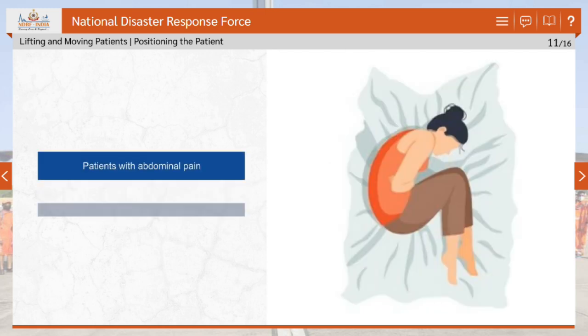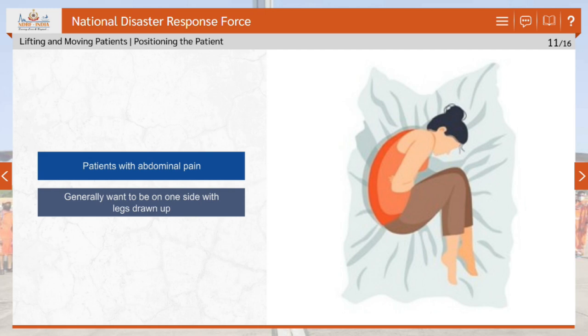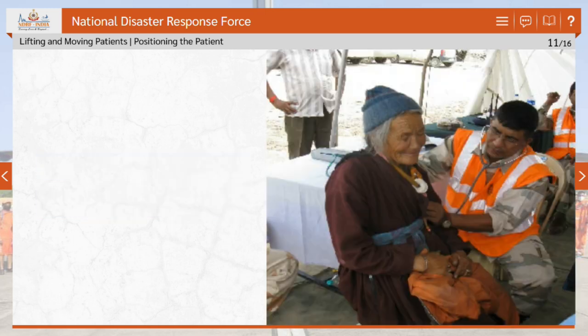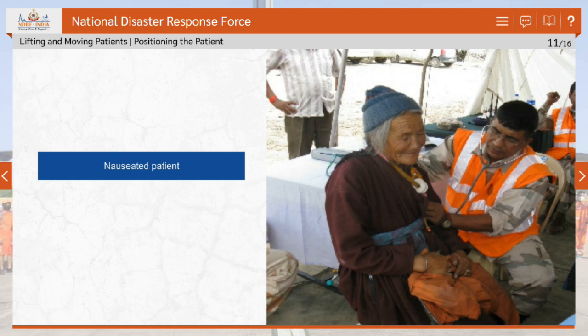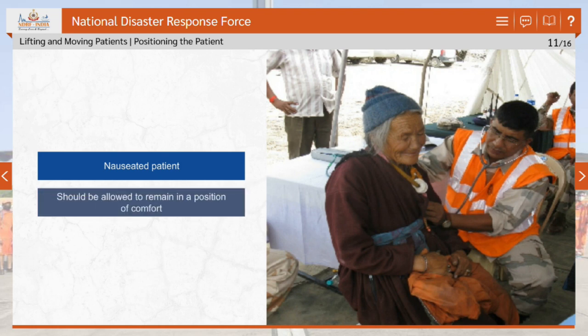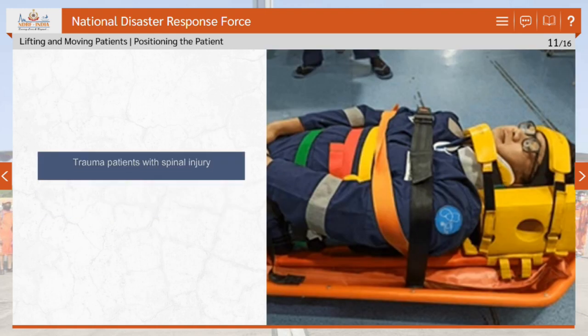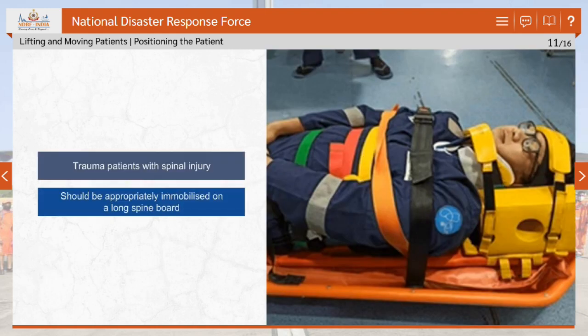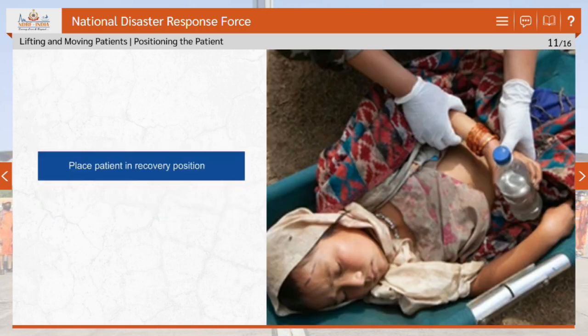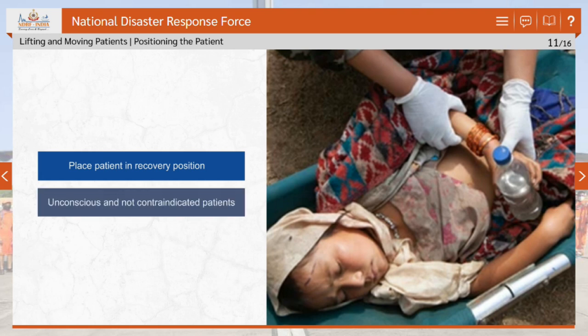Patients with abdominal pain generally want to be on one side with legs drawn up. A responsive patient who is nauseated or vomiting should be allowed to remain in a position of comfort unless injuries prevent it. Always be ready to manage the patient's airway. Trauma patients, especially those suspected of spinal injury, should be appropriately immobilized on a long spine board. Place the patient in the recovery position if unconscious and not contraindicated.